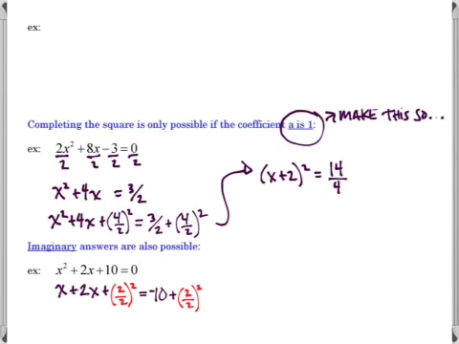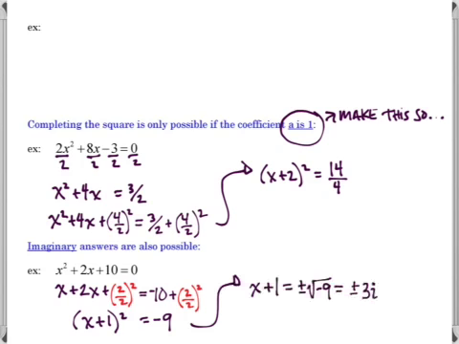So the next one, same idea. I'm going to take half of the 2 and I'm going to square it and add it to both sides. And here's where I'm going to get a negative square root. So I get x plus 1 squared equals negative 9. I do the same thing that we did before. It is plus or minus root negative 9, which we now know is plus or minus 3i. And so x is plus or minus 3i minus 1. So I get complex solutions to my quadratic.